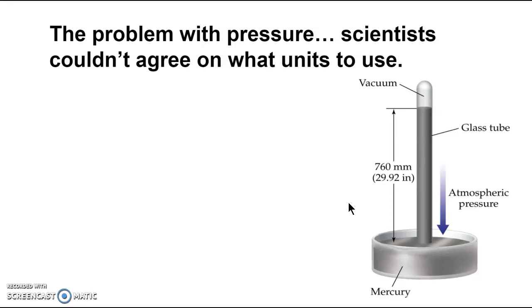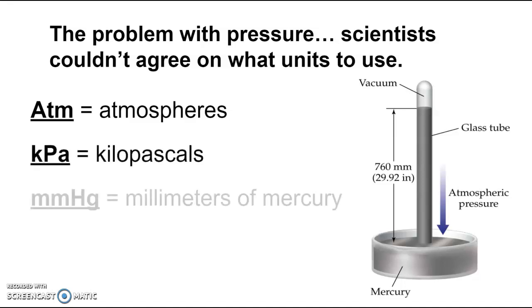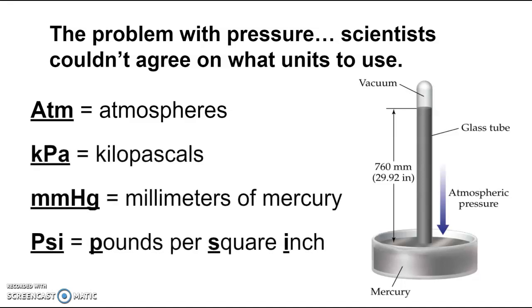The problem with pressure is that scientists could not agree on units. So we have multiple different units of pressure. So we've got ATM, atmospheres, we've got kilopascals, we've got millimeters of mercury, and we've got pounds per square inch. So you can see their abbreviation.